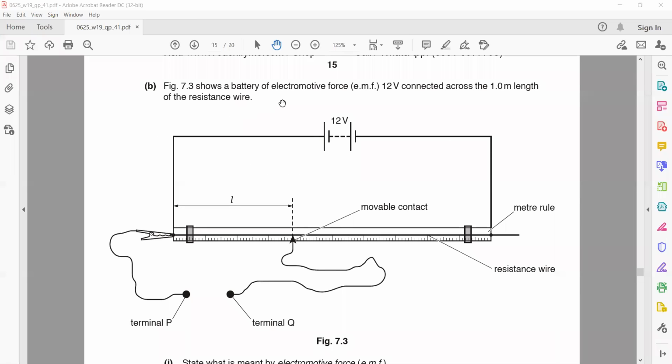Figure 7.3 shows a battery of electromotive force EMF.